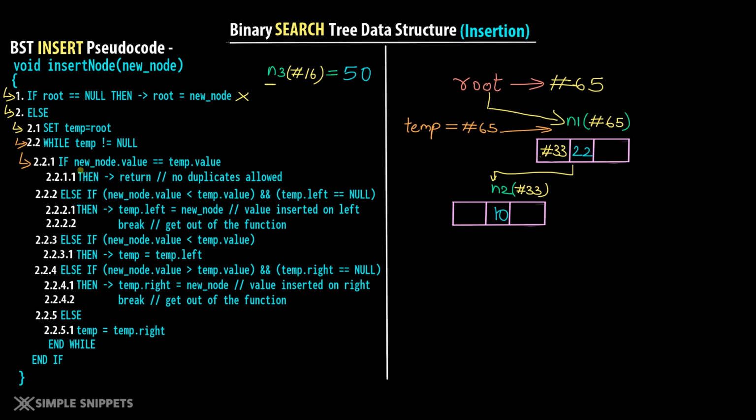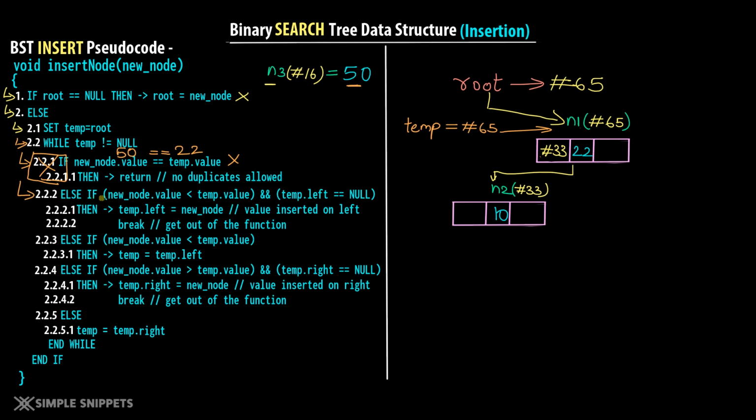The first condition says if new node dot value equal to temp dot value. What is the new node? New node is n3. n3's value is 50. Is 50 equal to temp dot value? What is temp? Temp is hash 65, which is the address of n1. n1's value is 22. Is 50 equal to 22? No. So of course this entire part will not be executed. We will move to 2.2.